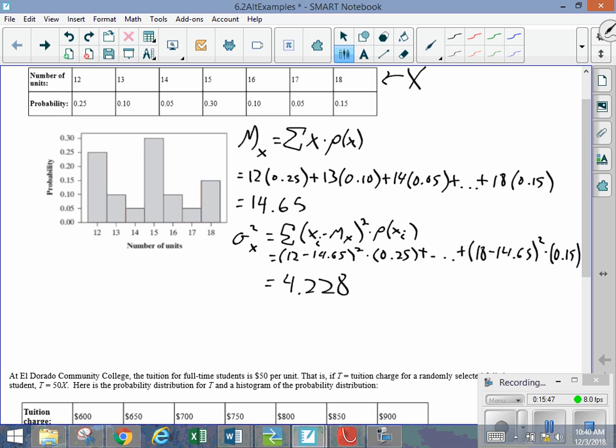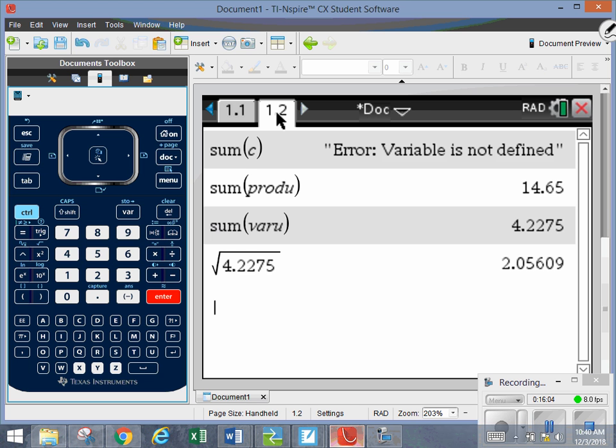So our standard deviation is going to be the square root of 4.228, which we found out was, and that's approximately, right? Which is approximately 2.06.